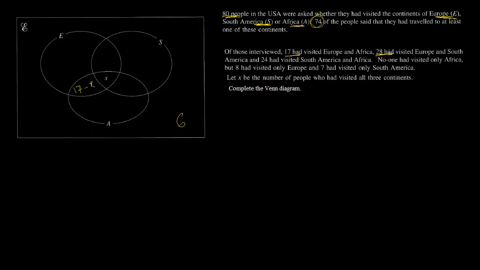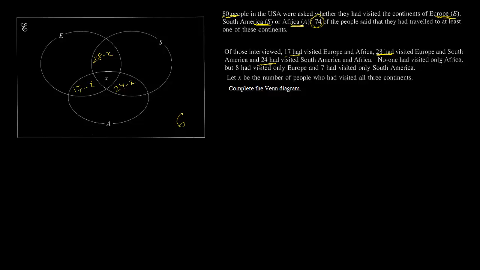The next one is 28 had visited Europe and South America. So Europe and South America is 28. This should be 28 minus x. The next one is 24, South America and Africa. So this should be 24 minus x. So that is the trick.